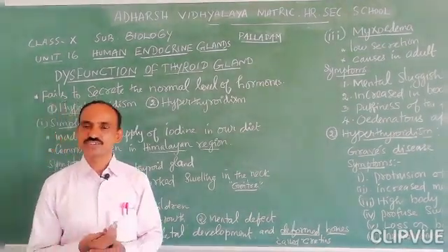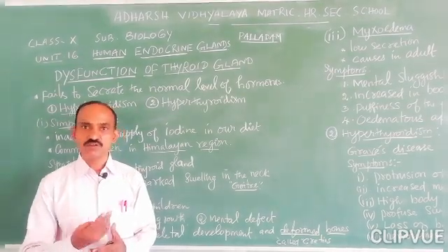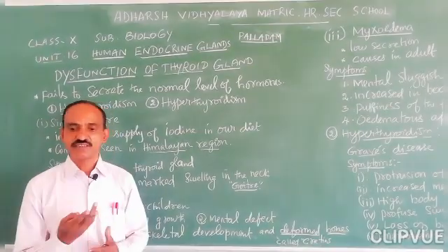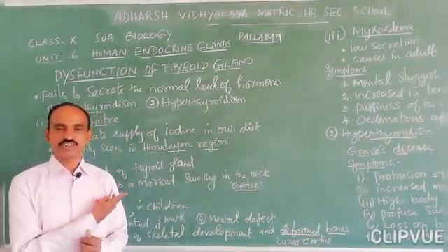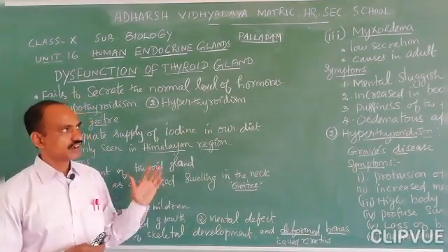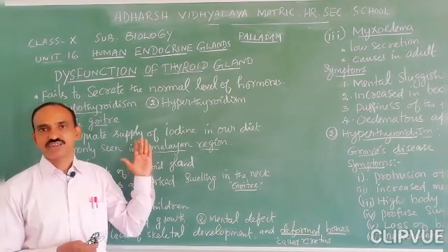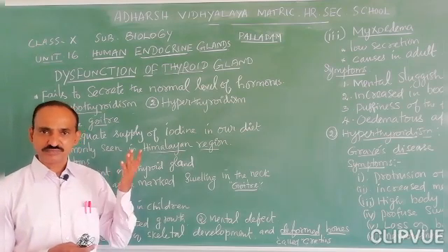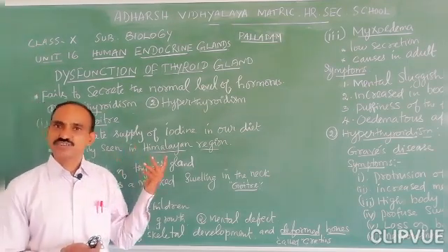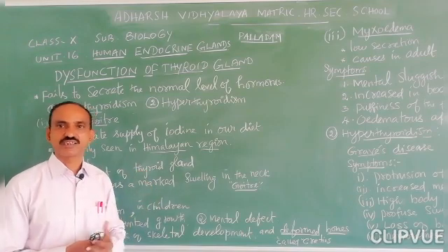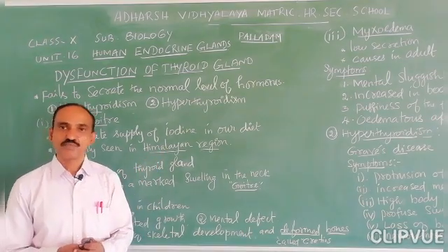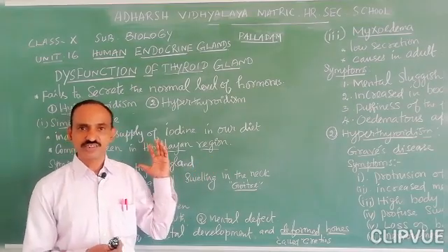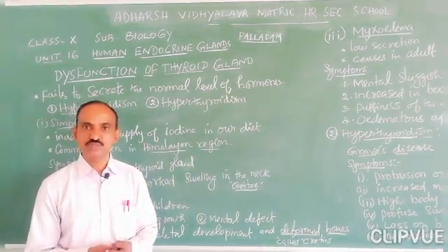Even for 5 mark questions it is very important, or even 4 mark questions, they may ask any 4 points. Then dysfunction, improper secretion of the thyroid gland. Here also all are scientific words. Hyposecretion of the thyroid gland causes 3 diseases. One is simple goiter, another is cretinism, another is myxedema. Then these 3 diseases and their symptoms are also important.